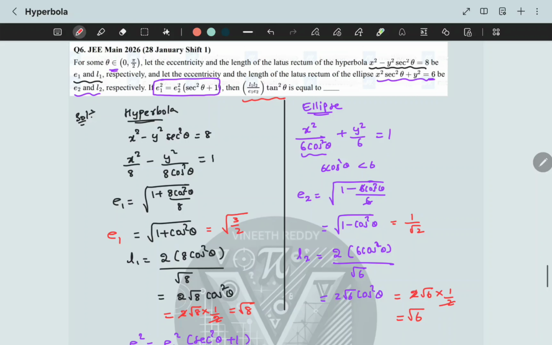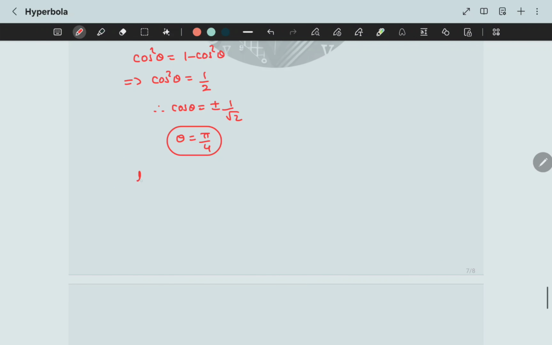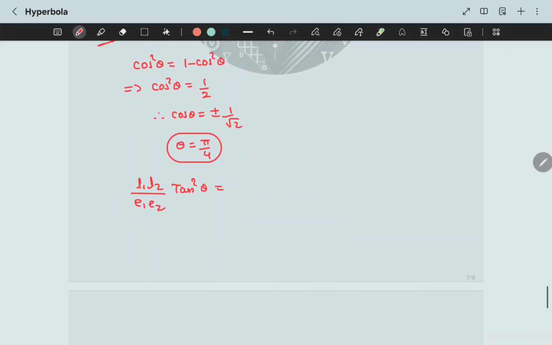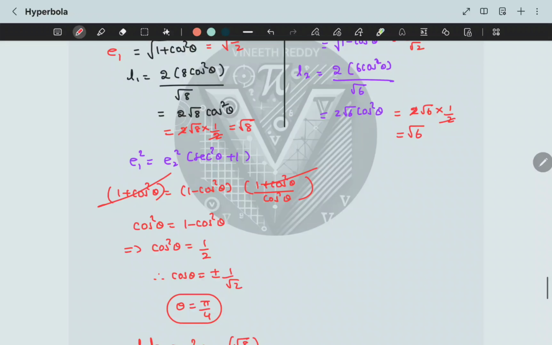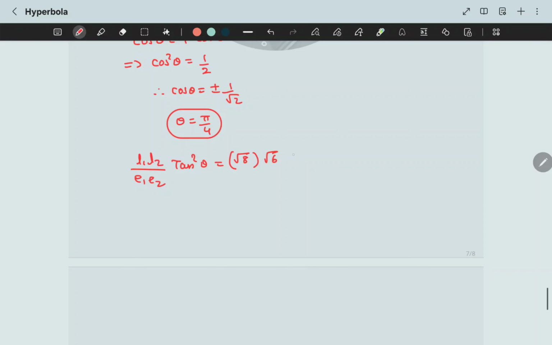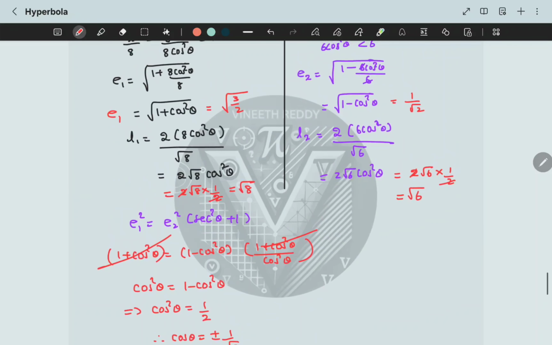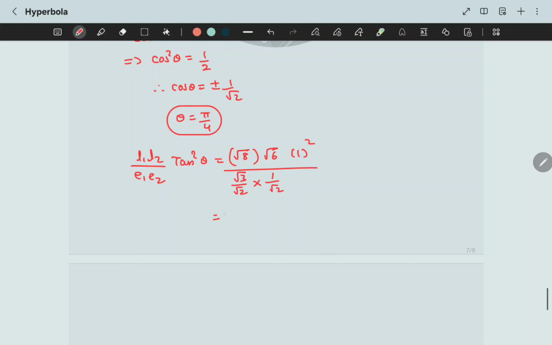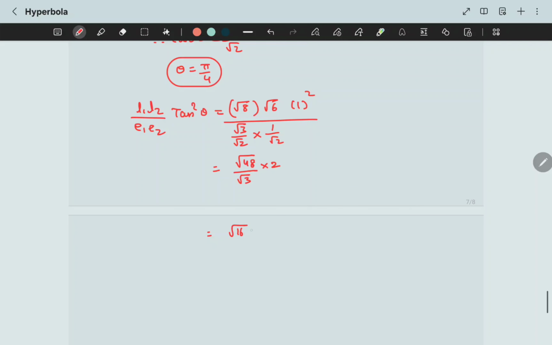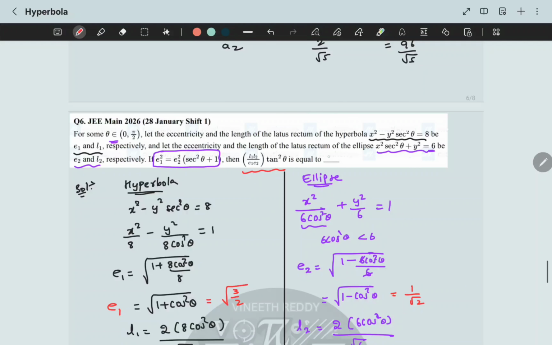So what is he asking here? L1 L2 into tan square theta by E1 E2. So L1 L2 by E1 E2 tan square theta will be, what is L1 dear students? L1 is root 8. L2 I think is root 6. Tan 45 is 1, so tan square 45 will anyways be 1. E1 is under root, so root 3 divided by root 2, and I think E2 is 1 divided by root 2. So we can write the numerator as root 48 divided by root 3 into root 2 into root 2 is 2, right? So we have under root 16 into 2, under root 16 is 4. So the answer should be 8, right? That's it dear students. So 8 should be the answer.